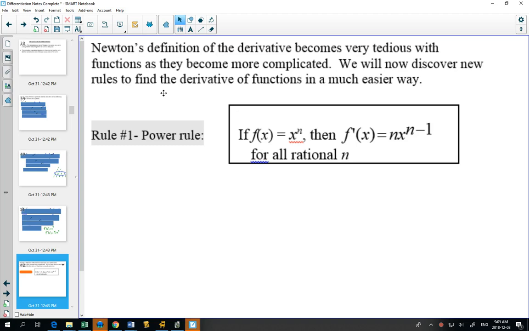And this works not only for whole numbers, but for any rational number. So even if you had x to the 2.3, you could bring the 2.3 out in front and subtract 1 from the exponent.